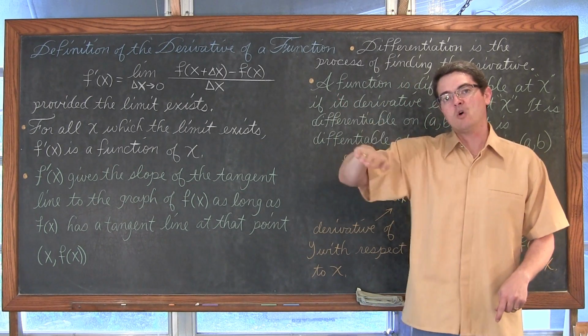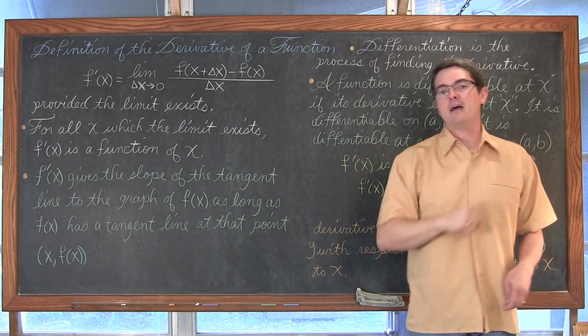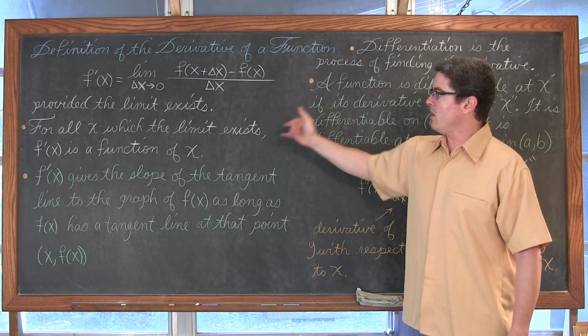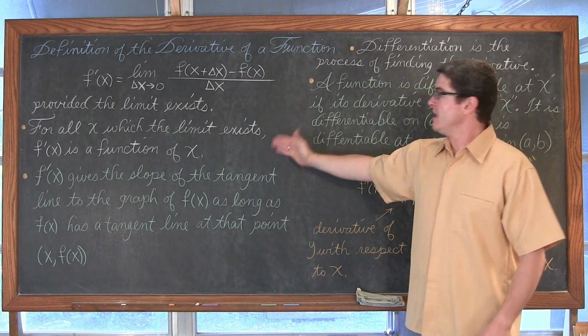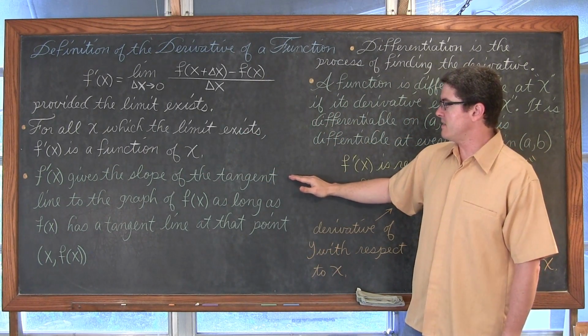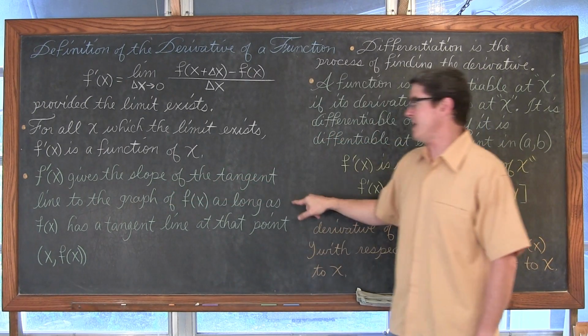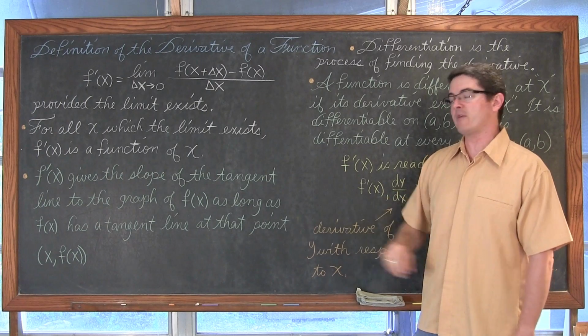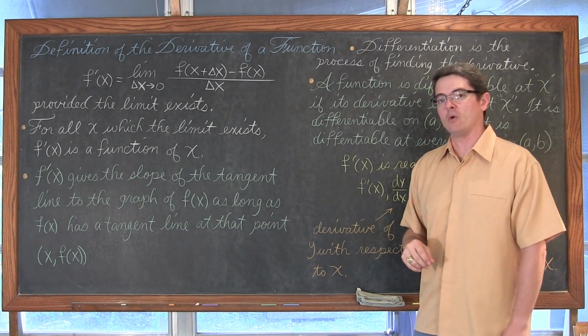So I can find the slope at any point along this curve I like, as long as this limit exists at that point. So this is for all x in which the limit exists, f prime is a function of x. F prime gives the slope of the tangent line to the graph of f of x, as long as f of x has a tangent line at that point.